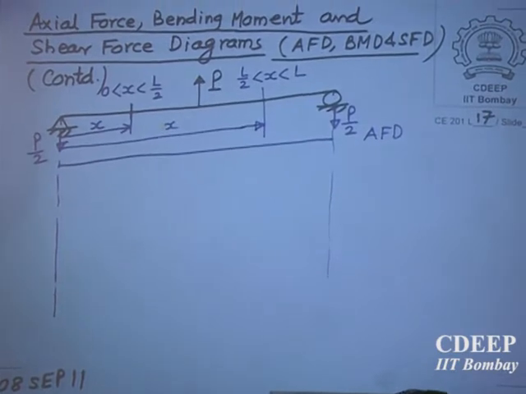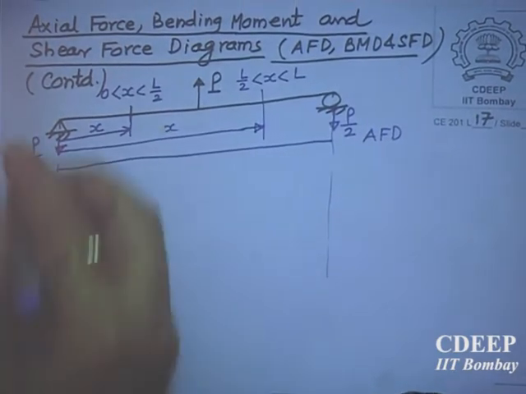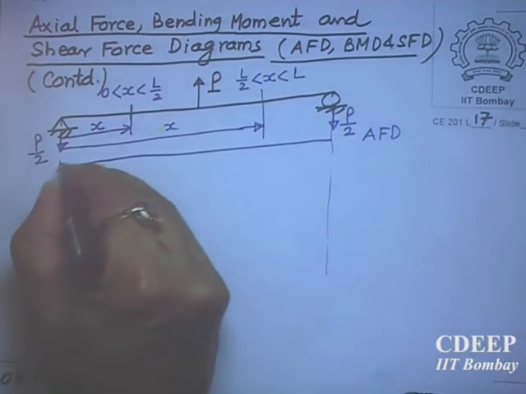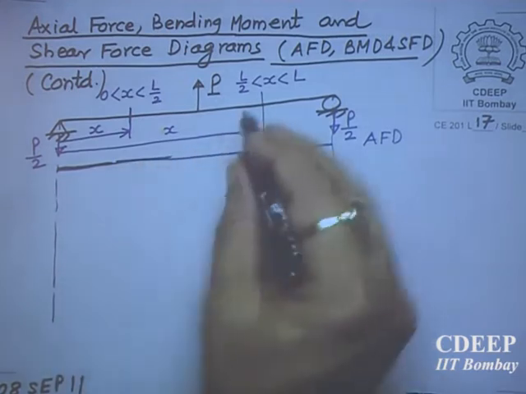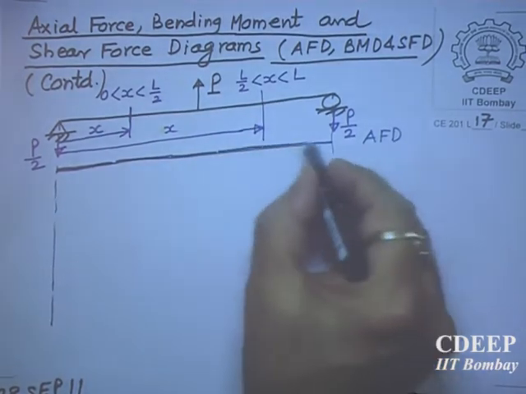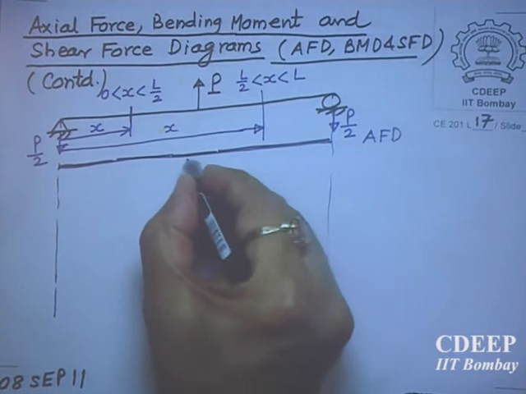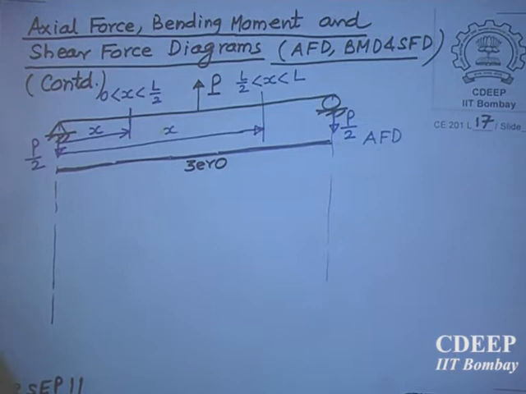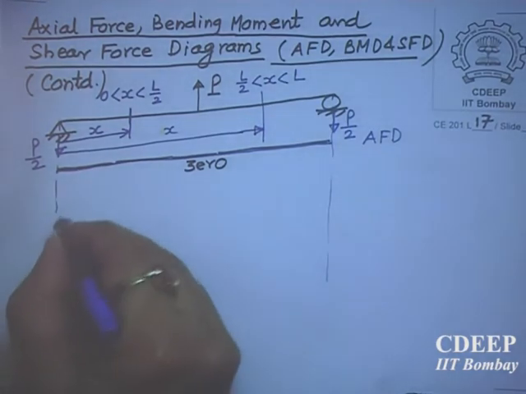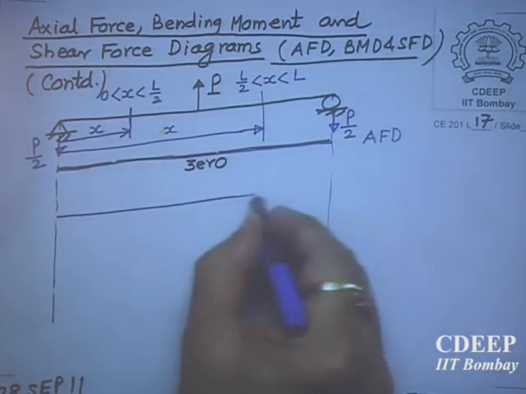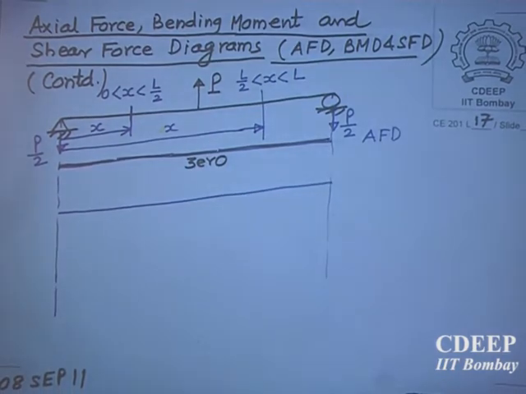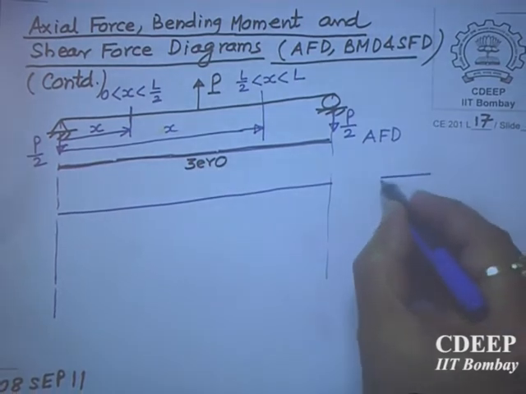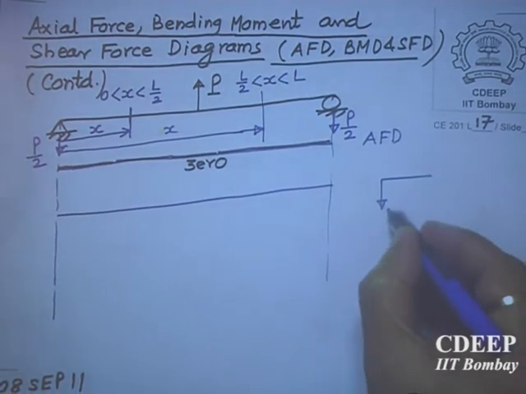So now, since there is no axial force, this diagram you have to draw simply as a line. So this will be simply everywhere 0. You write here 0, throughout 0. There is no axial force. Next, we found out what was at this point: this is P by 2.